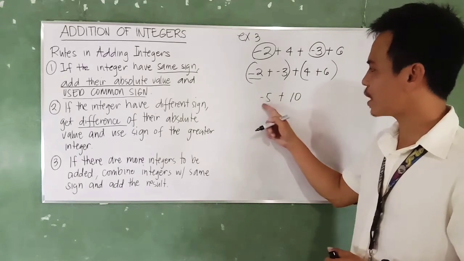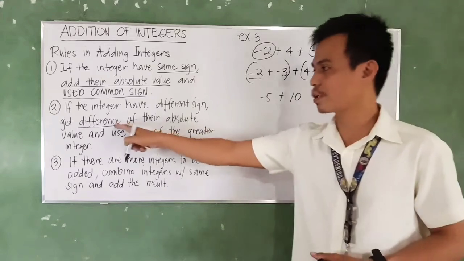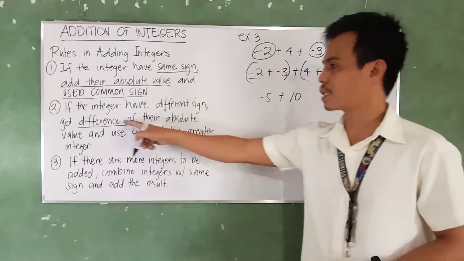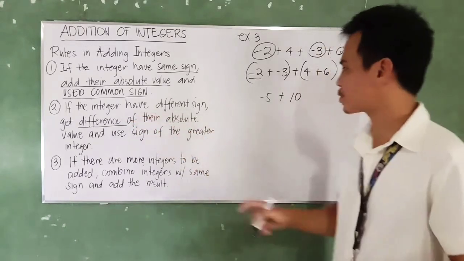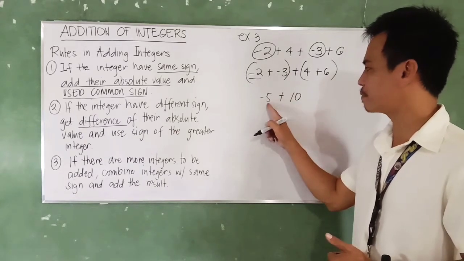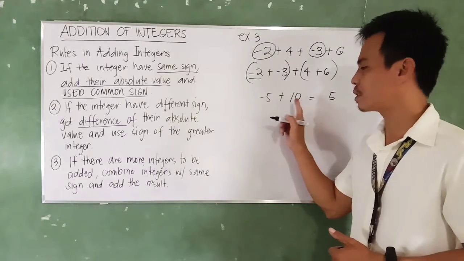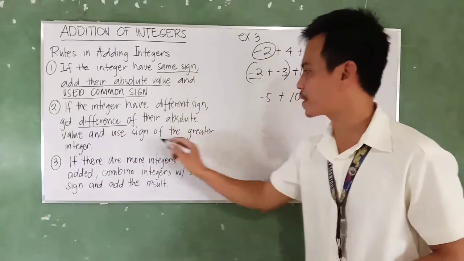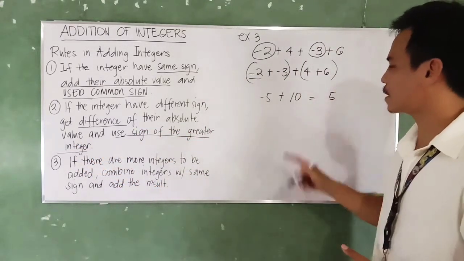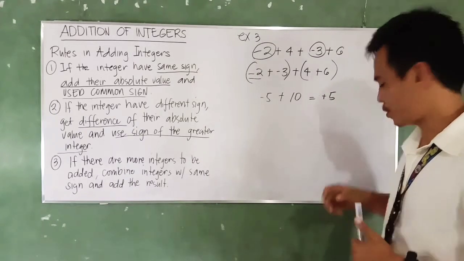Gagawin natin is, since we add unlike sign, so unlike sign, different sign, we just have to follow the rule. So gagawin natin is, get the difference of their absolute value. So pag susubtract lang daw natin yung absolute value nila. So 10 minus 5 is 5. Very good. So this is 5. Then, use the sign of the greater number. So therefore, gagawin natin is positive 5. Okay? Your answer is positive 5.